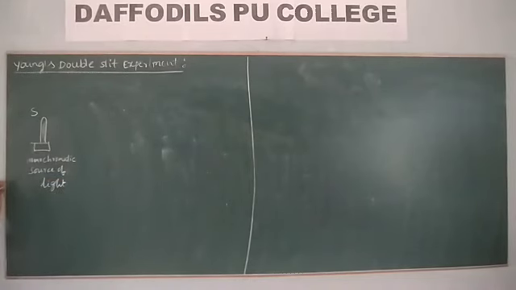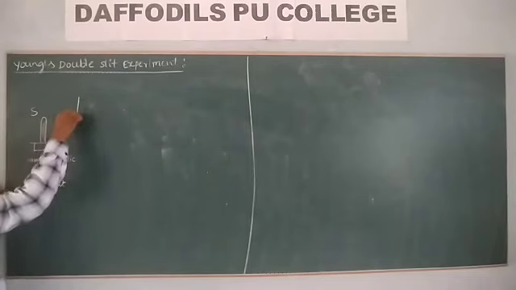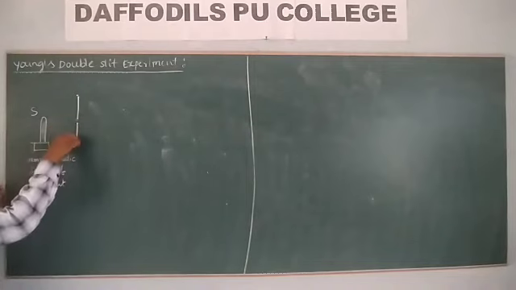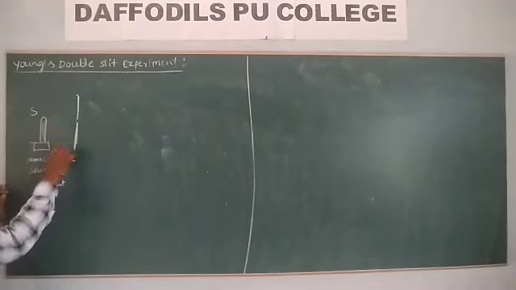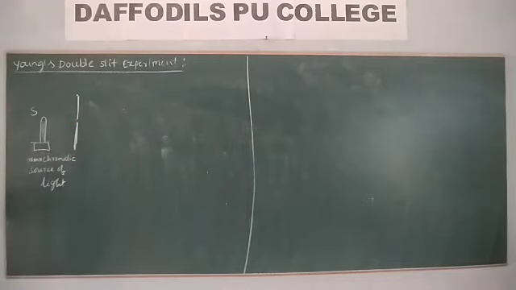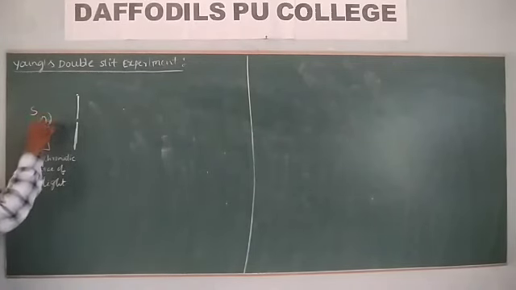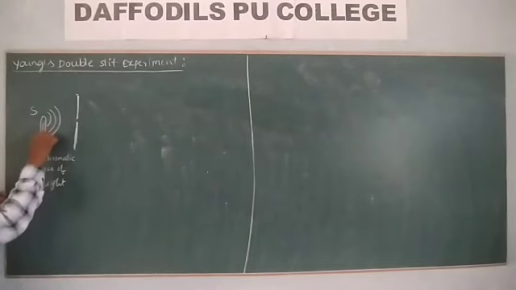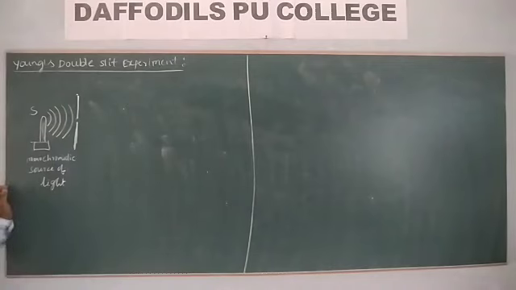Monochromatic source of light. Now, in front of this monochromatic source of light, he has taken one slit. So what would happen? As we know, every light can be assumed as a wave, so it produces spherical waves. Spherical wavefronts are produced.